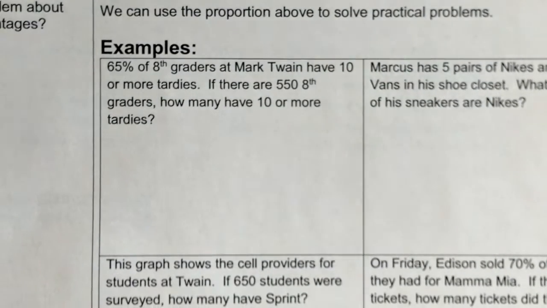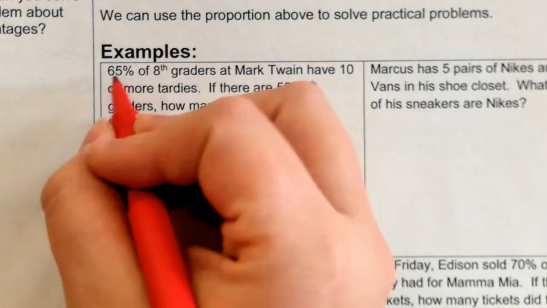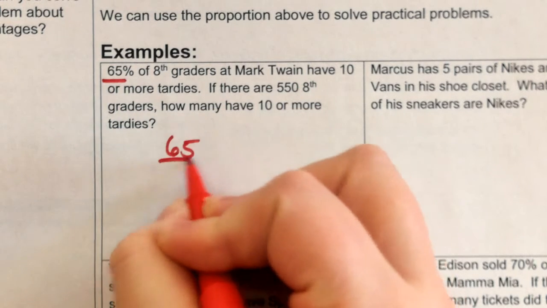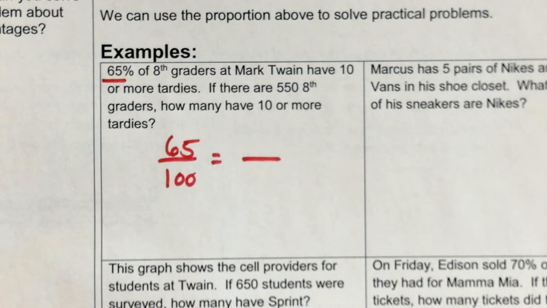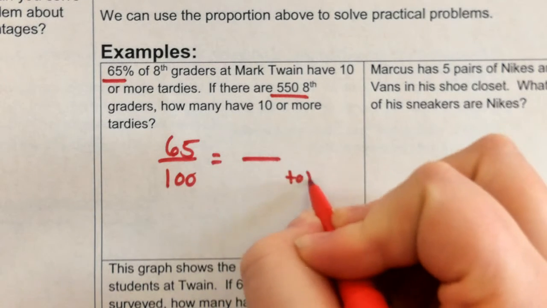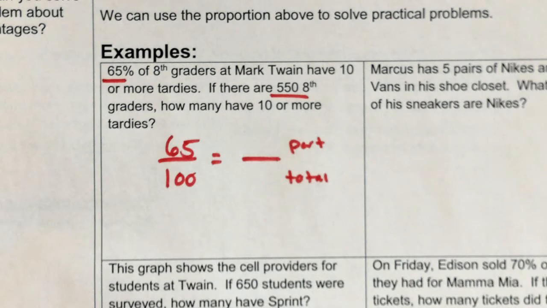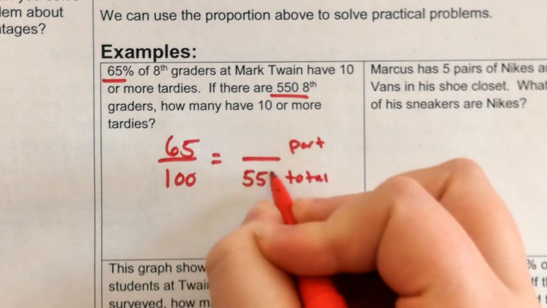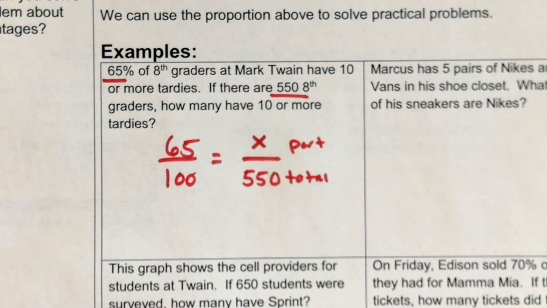This first one says 65% of 8th graders at Mark Twain have 10 or more tardies. If there are 550 8th graders, how many have 10 or more tardies? Well, 65%. So 65 out of 100 is equal to, well, here's what we have to figure out. There are 550 8th graders. Is that the total number of 8th graders, or is that part of the 8th grade? If you said that that's the total, you're right. And so then we put X here. That's what we're trying to figure out.